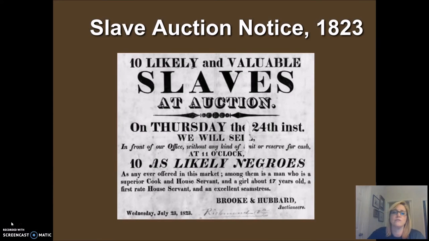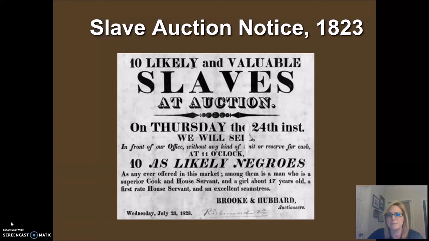Let's look at slave auctions. Slave auctions, they still existed. Remember, they banned it in D.C. You couldn't have slave auctions in the capital of the nation because, well, that just looks bad. But hey, they were all over the place. They were happening all the time in the South.